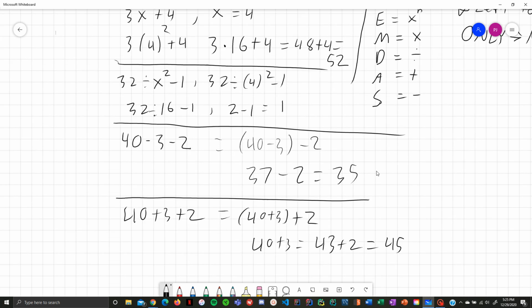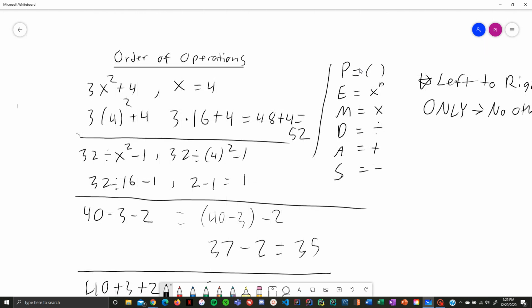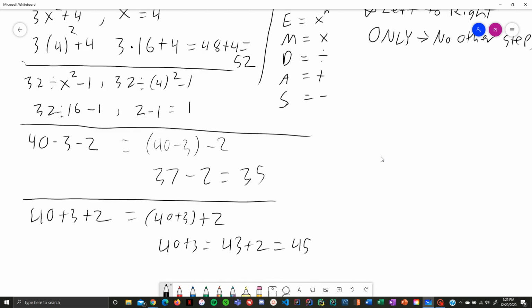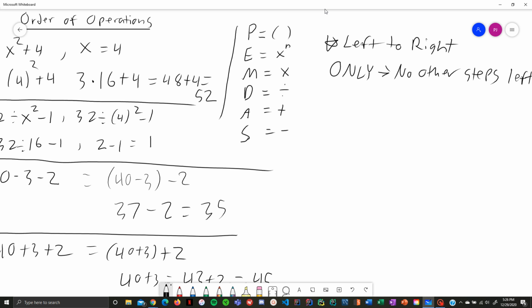So if you can simply remember PEMDAS, parentheses, exponents, multiply, divide, add, and subtract, you can solve any form of problem and any complicated equations. This is very important. And then furthermore, remember, if after you've done everything here you are only left with subtraction or addition, anything like that, you would go from left to right.